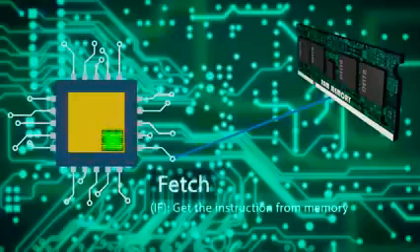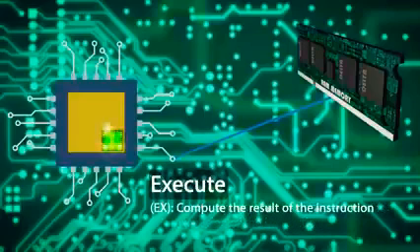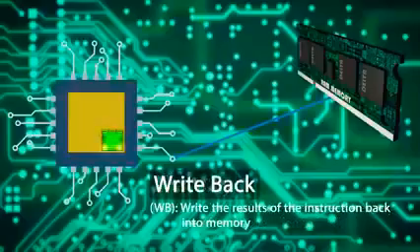So now, with the basic components out of the way, let's get into how the computer operates. When a CPU executes an instruction, there are 5 basic steps that need to be completed. Fetch: get the instruction from the memory and store it in the cache in some cases. Decode: get the appropriate variables needed for the execution of the instruction. Execute: compute the result of the instruction. Memory: for instructions that require memory read-write operation to be done. Write back: write the results of the instruction back into memory.